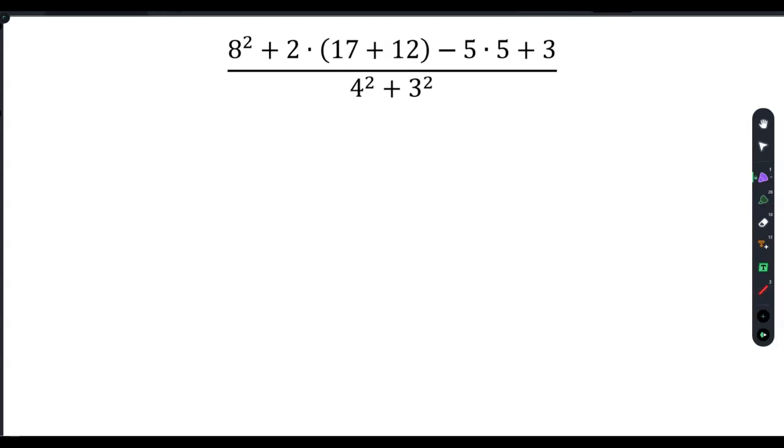So here's our last example. This is F. I'm going to encourage you to pause the video, try this problem on your own, and then play to check your work.